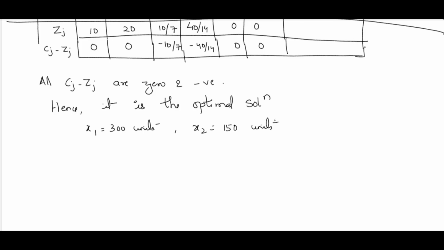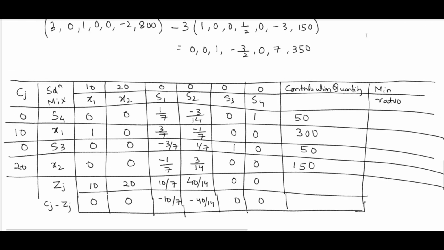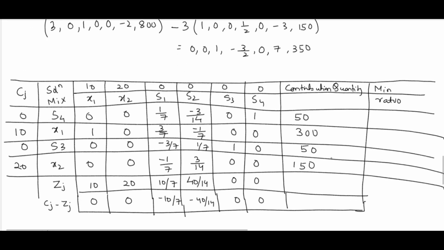So what will be the Z? Z is equal to 10x1, that is the maximum profit, plus 20x2. If you put the values, you will get 6,000 rupees as the value of Z. And here you got x1, x2 from here. So this completes your simplex problem.